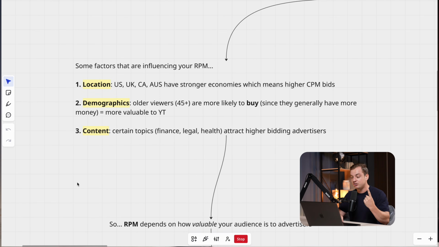Number one, location. You want to target viewers that have stronger economies, which means higher CPM bids. Think about the US, UK, Canada, Australia. Then we want to focus on demographics, because someone that is 18 years old doesn't have as much money as someone that is most likely 45 years old. And people that are older are more likely to be influenced into buying stuff, which means for advertisers, they are worth more money and they're more valuable to YouTube.